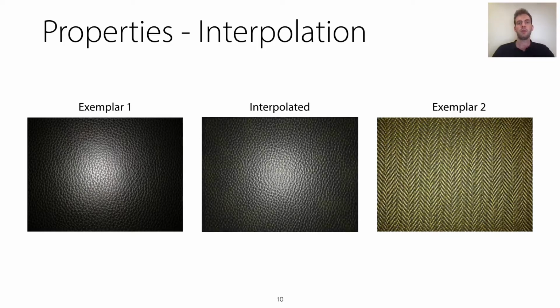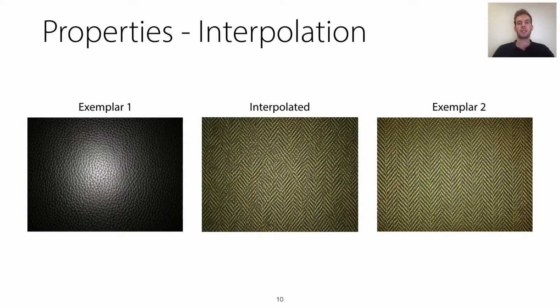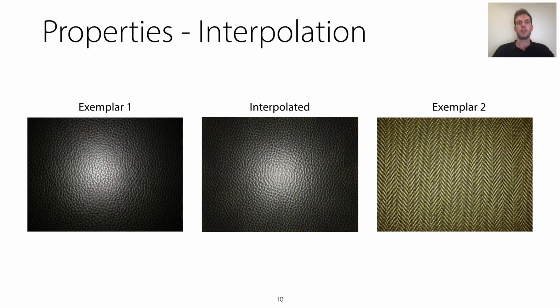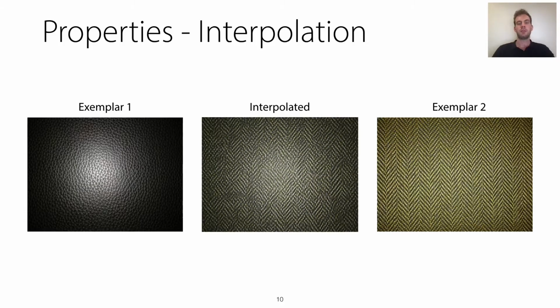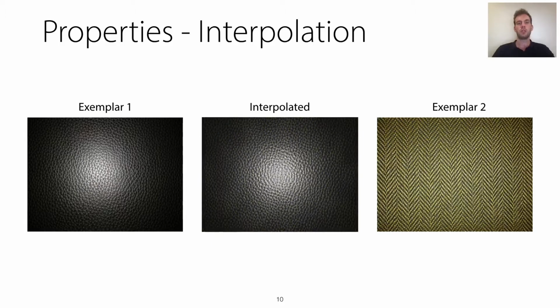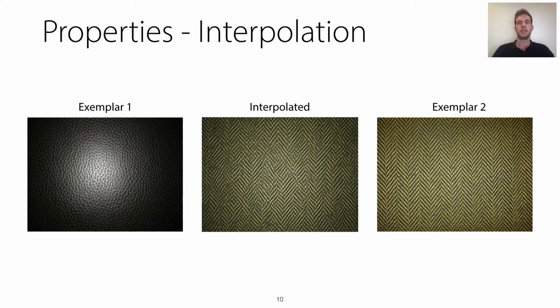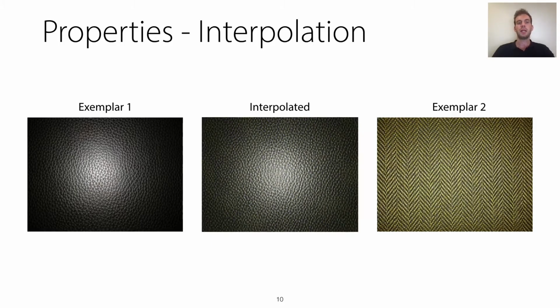Another property of our method is that we can interpolate different exemplars in latent space. On the left and right, you can see the exemplars to be interpolated. In the middle, we show a smooth transition from one to the other material. Here, we interpolate between a black leather and yellow zigzag fabric.